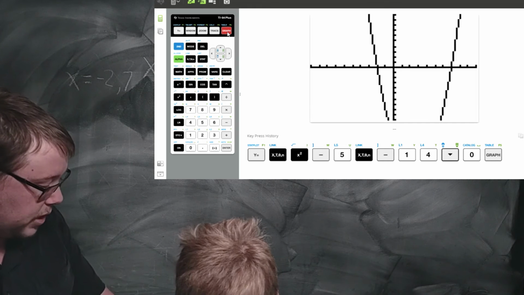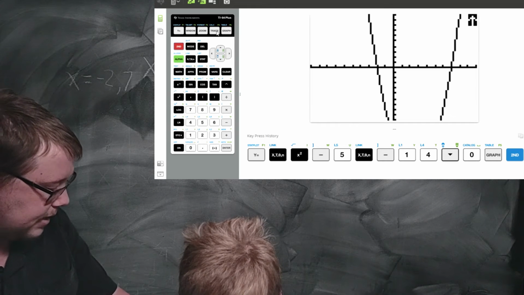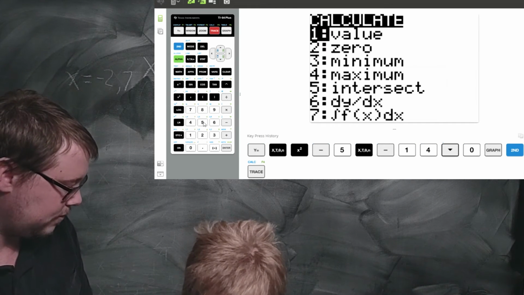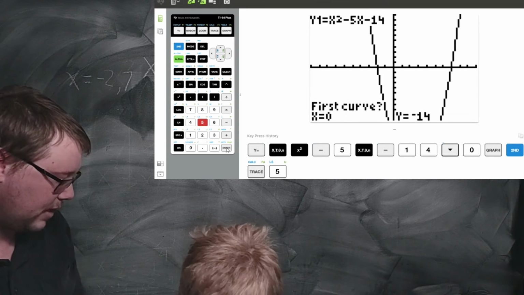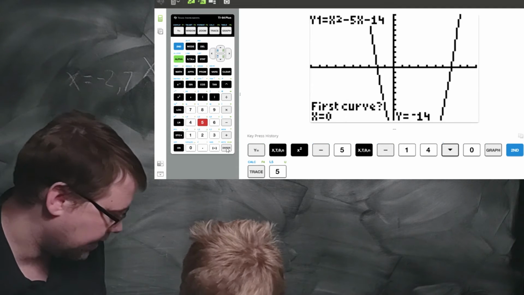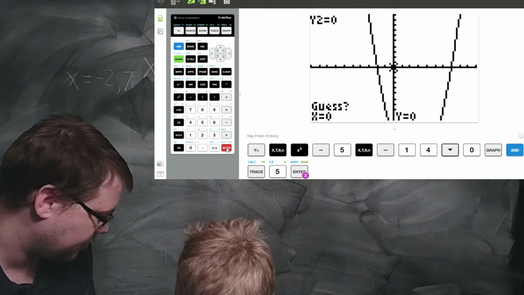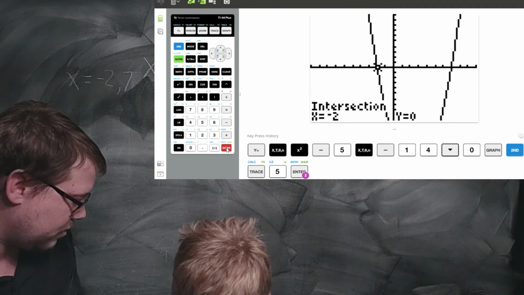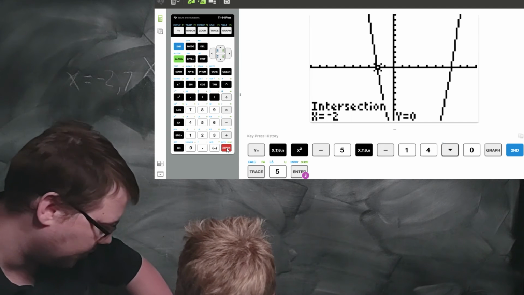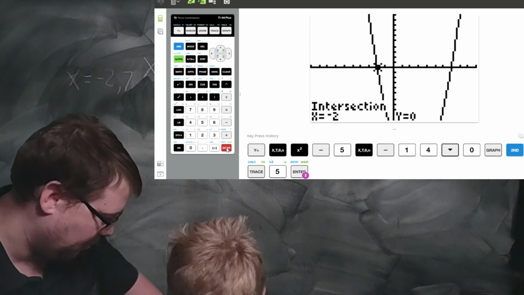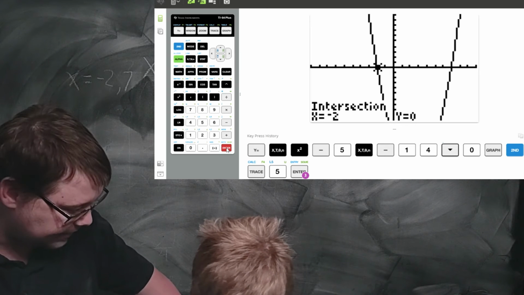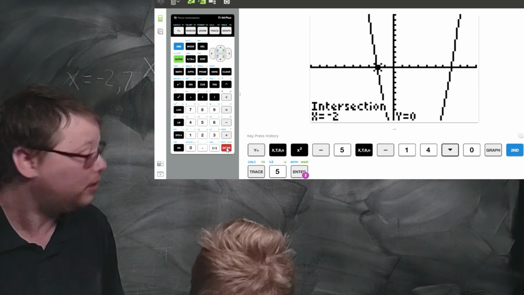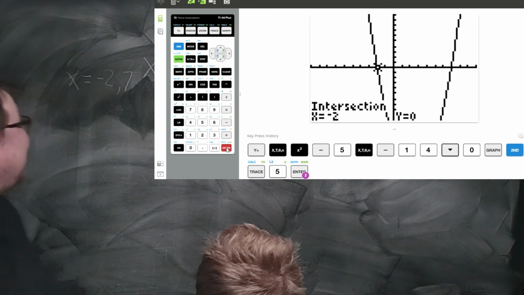Okay, so then we want to hit second and calculate, second, intersect. So that's number 5. And then just hit enter 3 times. So that gives me x equals negative 2, and what's y? y equals 0. So that's telling us that if x is negative 2, y is 0. Well, sweet! That's our answer.